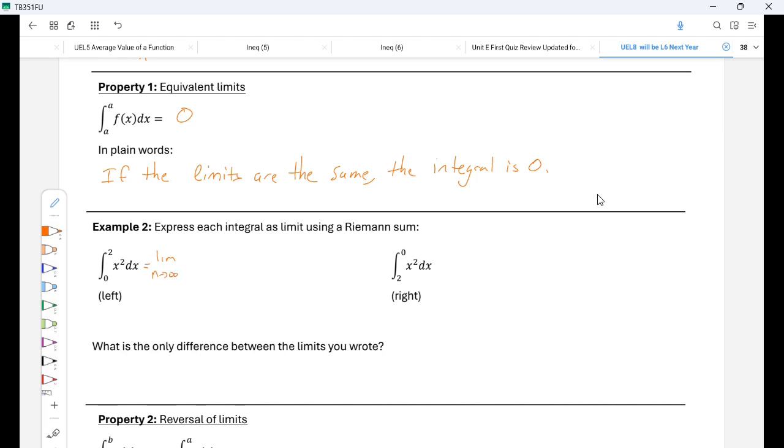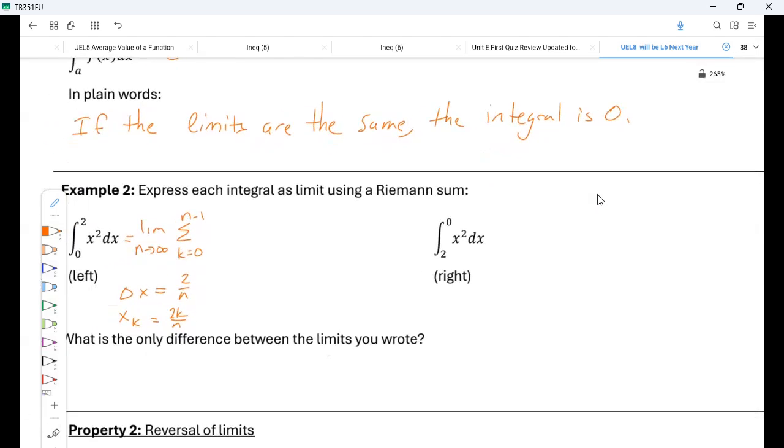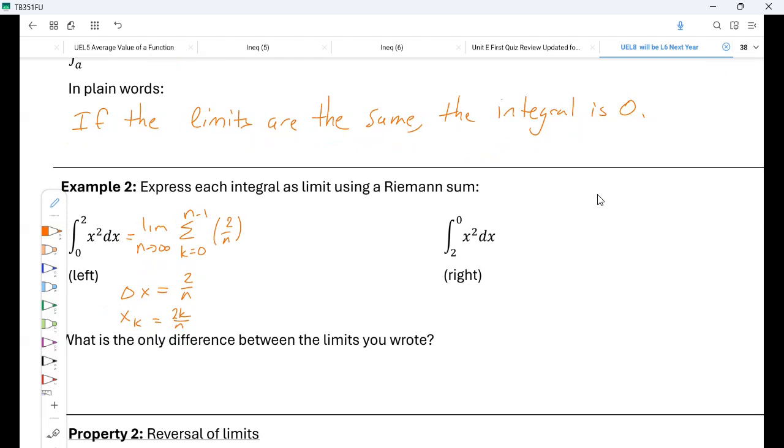We've got the limit as n goes to infinity of the sum from k equals 1 to n. What's our delta x and our x sub k here? Start out with delta x. 2 over n. And what is our x sub k? 2k over n, yep. Since we're doing a left sum, we want to go from k equals 0 up until n minus 1. So we've got 2 over n times 2k over n, squared.